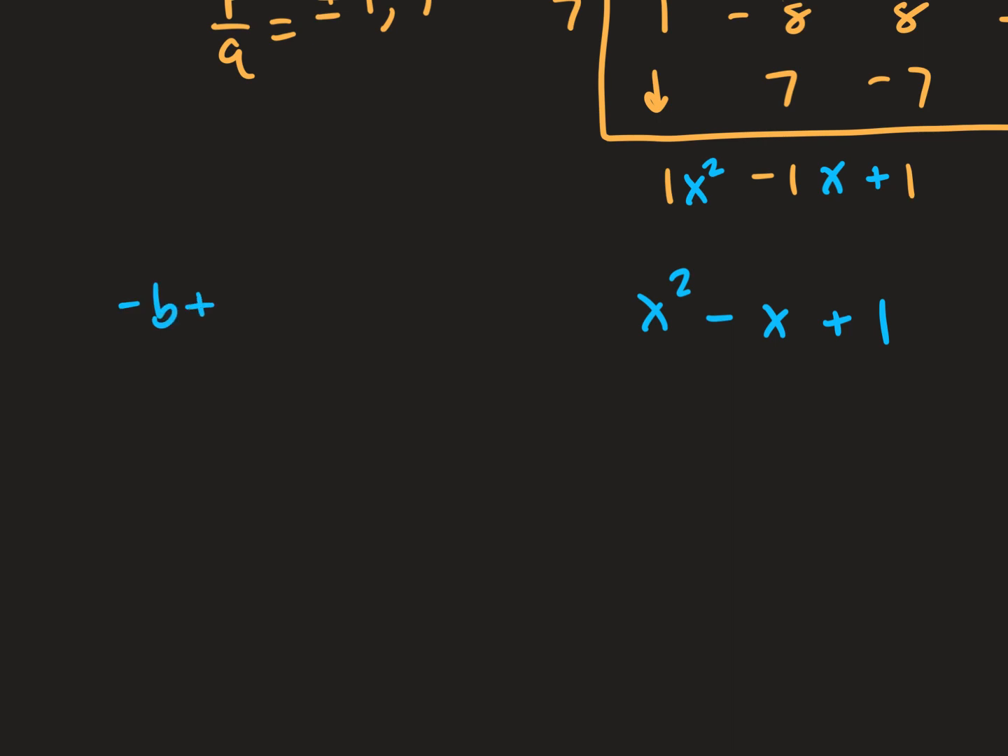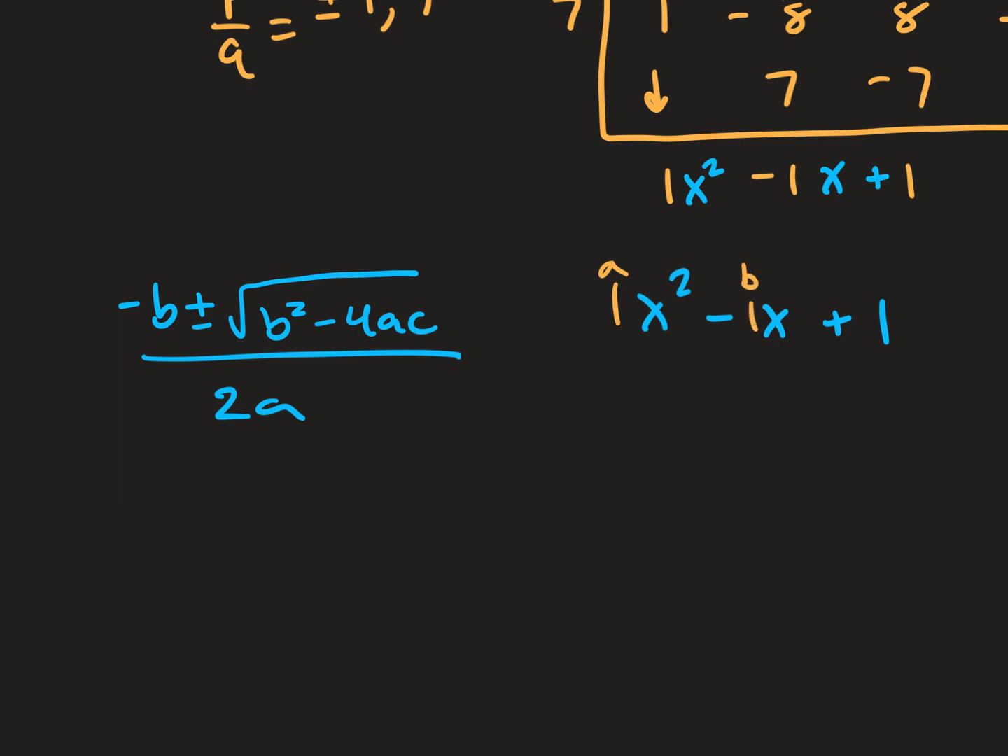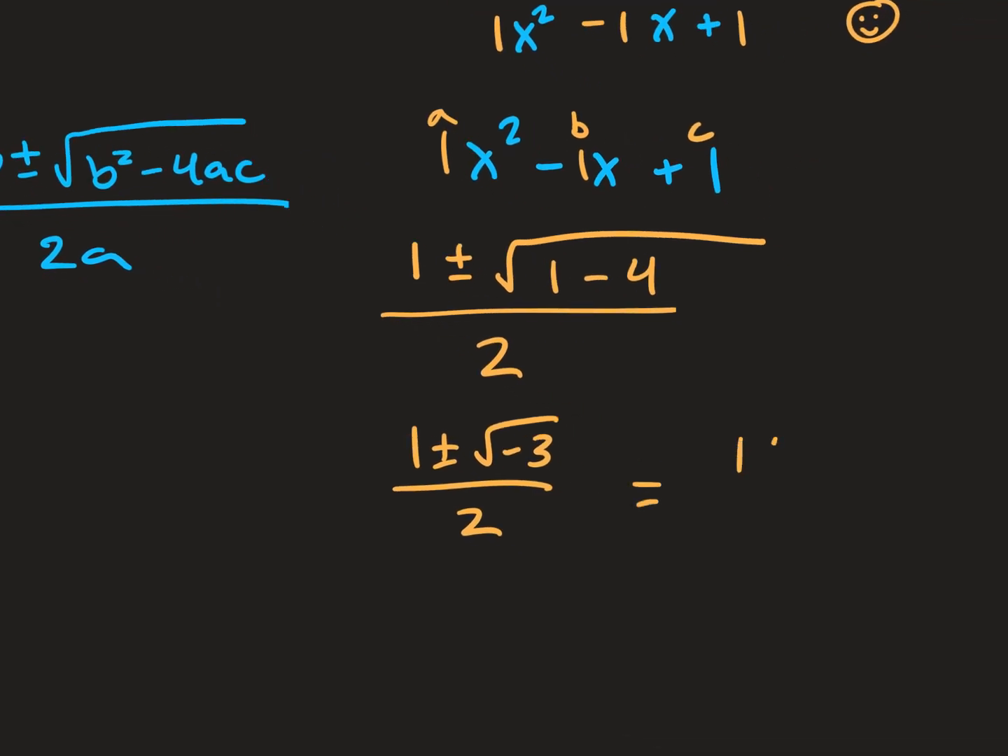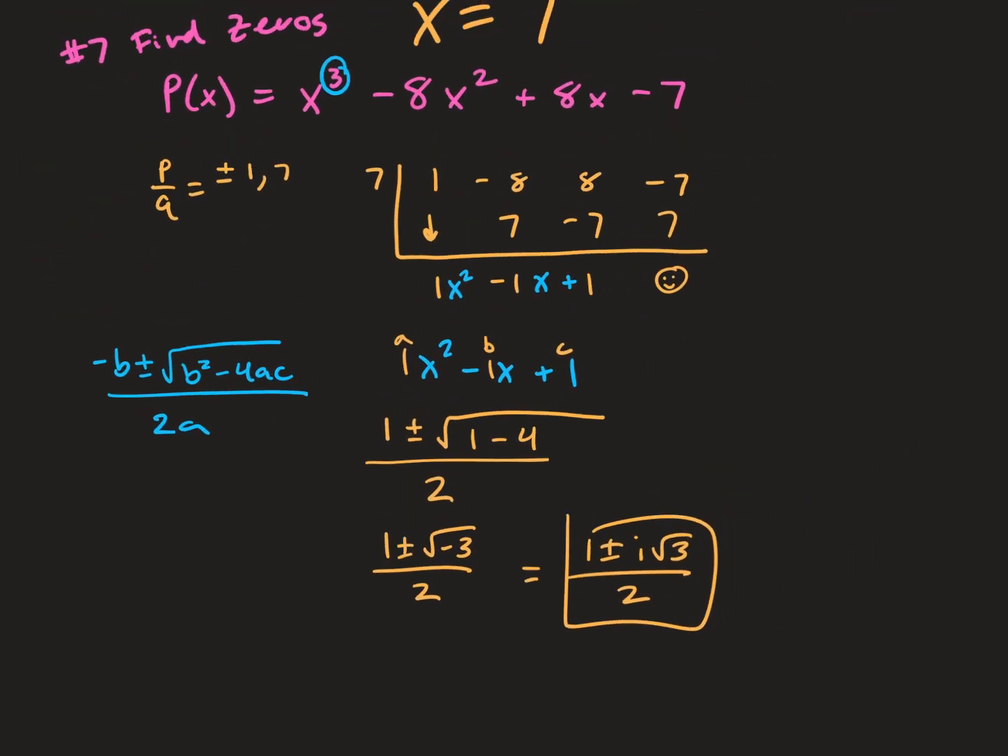Our quadratic formula is negative b plus or minus the square root of b squared minus 4ac over 2a. So our a is 1, b is negative 1, and c is 1. So when we plug it in, we get 1 plus or minus the square root of 1 minus 4 over 2. So 1 plus or minus the square root of negative 3 over 2. Can I simplify this anymore? Awesome. 1 plus or minus i square root 3 over 2. So these would be our 2 other answers.